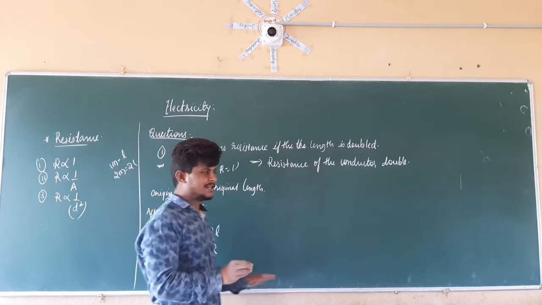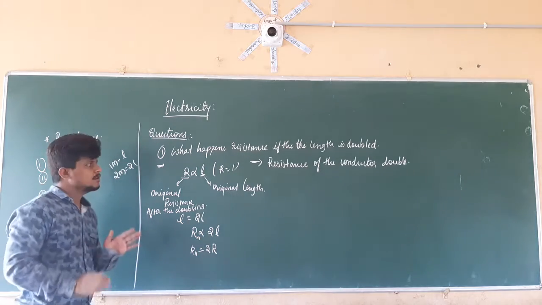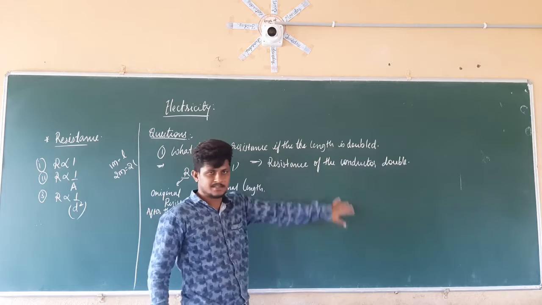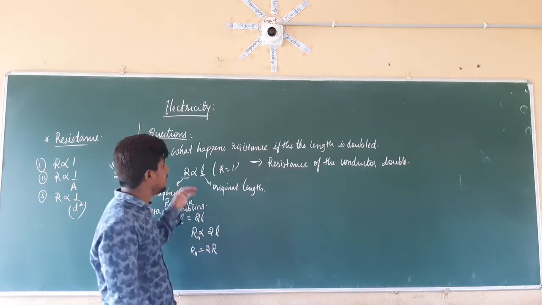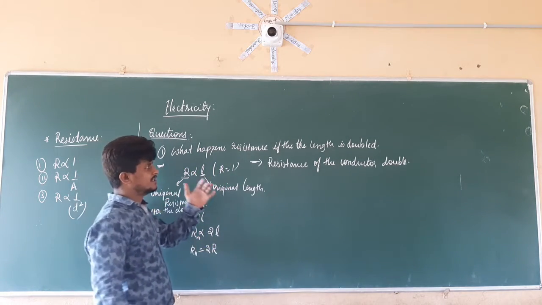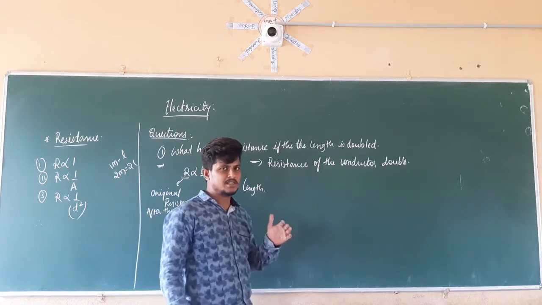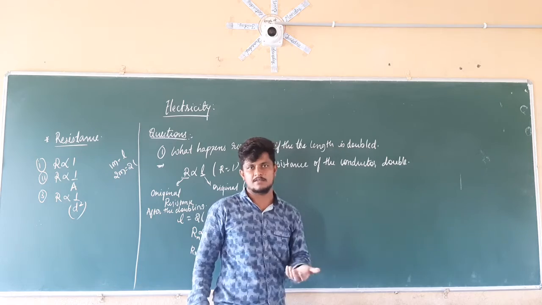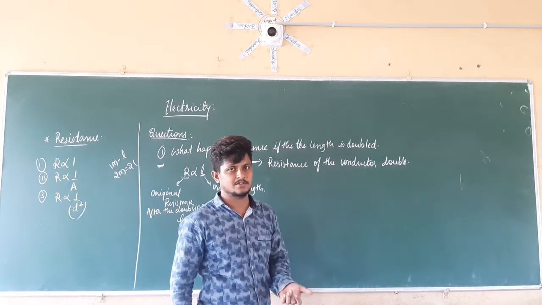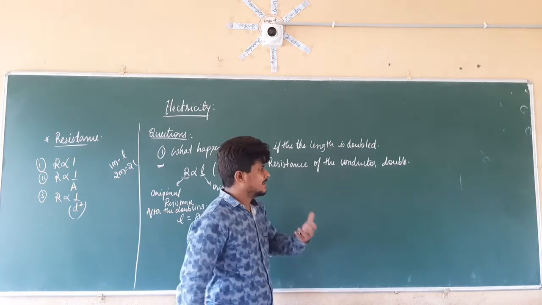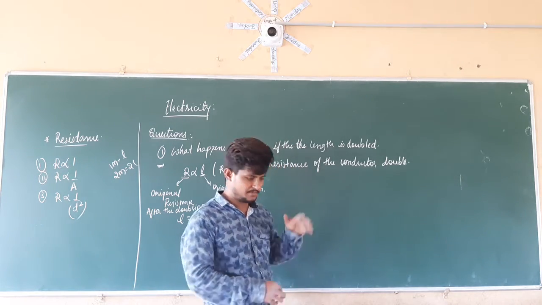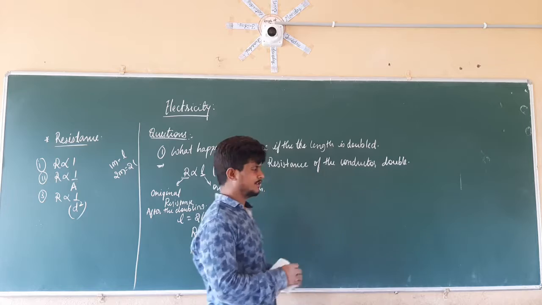I hope this is clear, how you have to solve this question. Now if you remember these steps directly, the resistance of the conductor doubles. In the same manner, if I ask what happens to the resistance if the length is tripled, you are going to write that the resistance of the conductor is going to become 3 times. So this is the answer for this question.